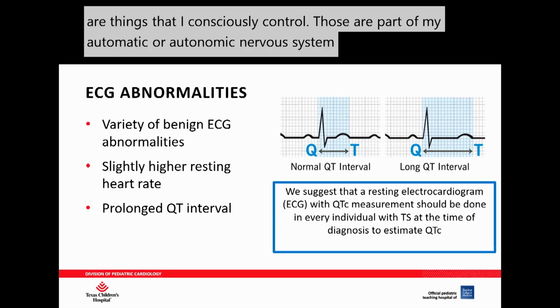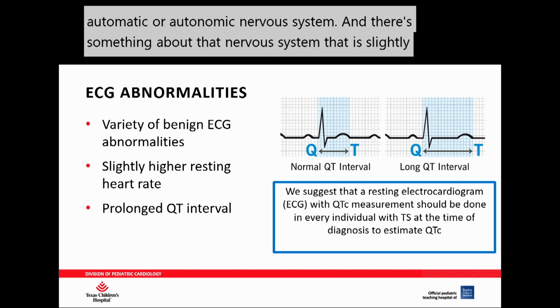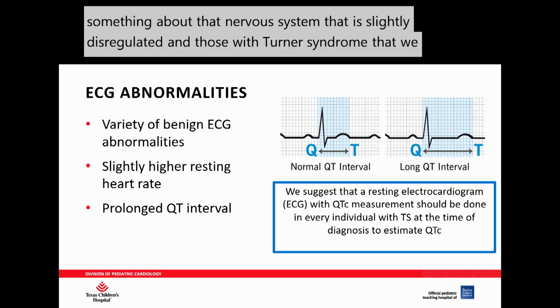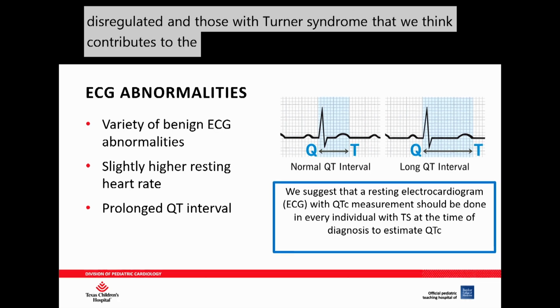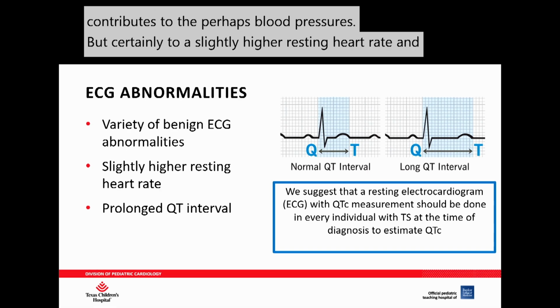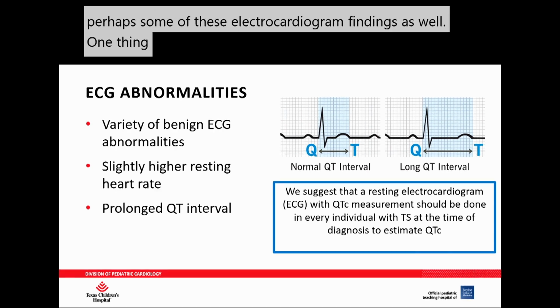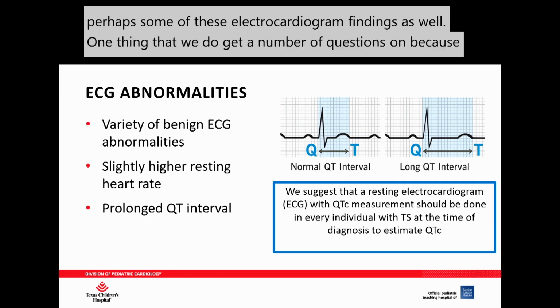And there's something about that nervous system that is slightly dysregulated in those with Turner syndrome that we think contributes perhaps to the blood pressures and certainly to a slightly higher resting heart rate and perhaps some of these electrocardiogram findings as well.